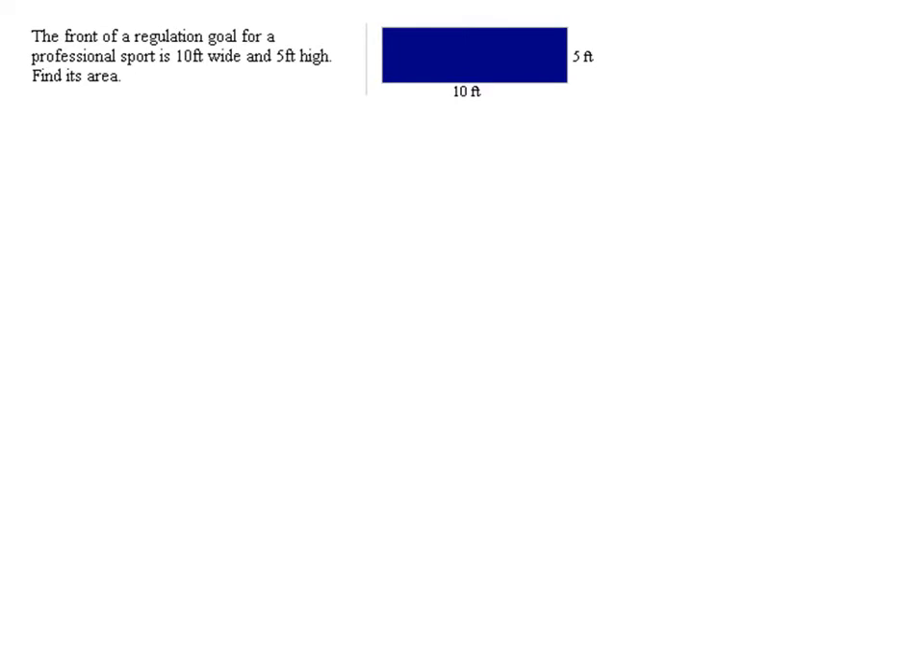The next one is the same exact question, just a different formula and different numbers to plug and chug. It says the front of a rectangular goal for a professional sport is 10 feet wide and 5 feet high. Find its area. Now, we have a rectangle, so it is assumed that we know the formula for the area of a rectangle.